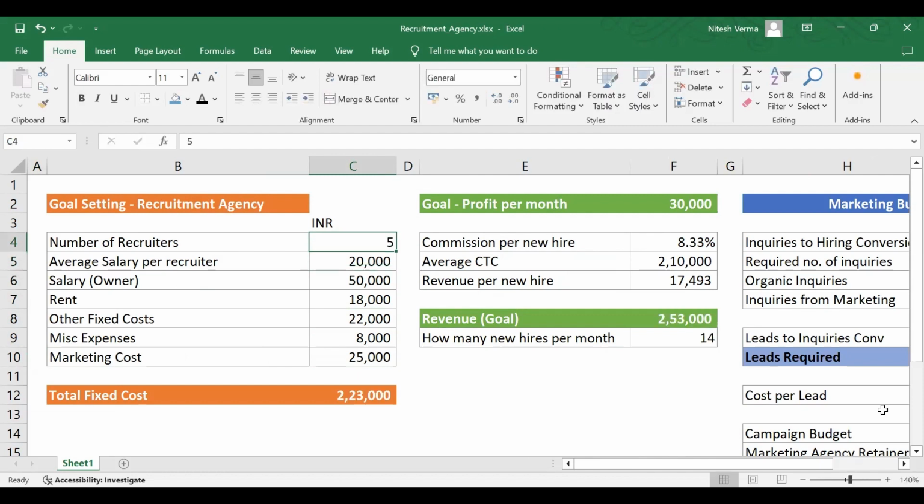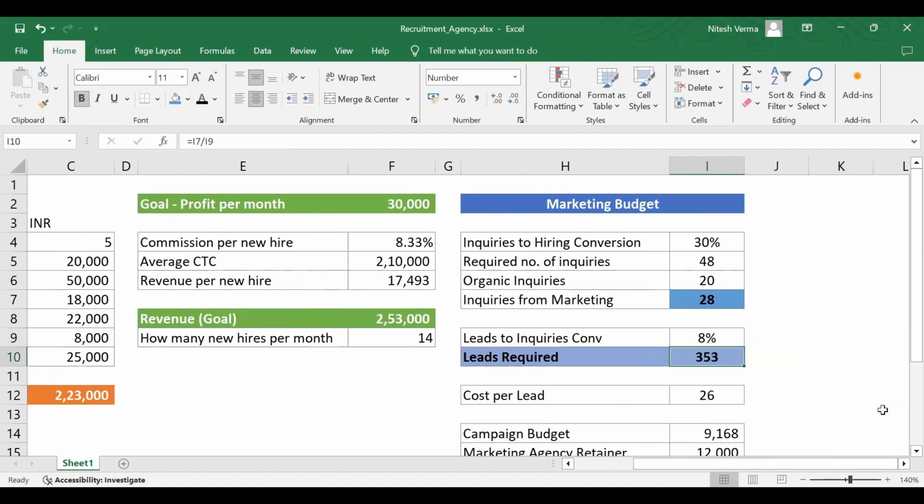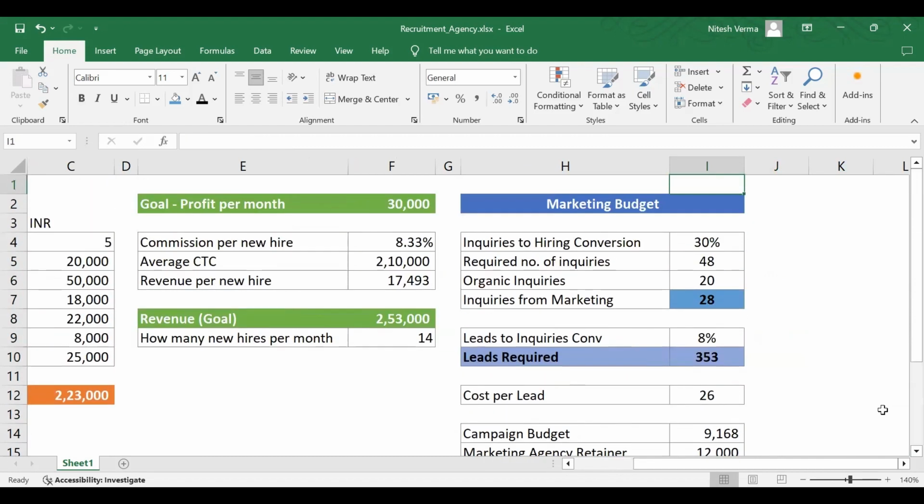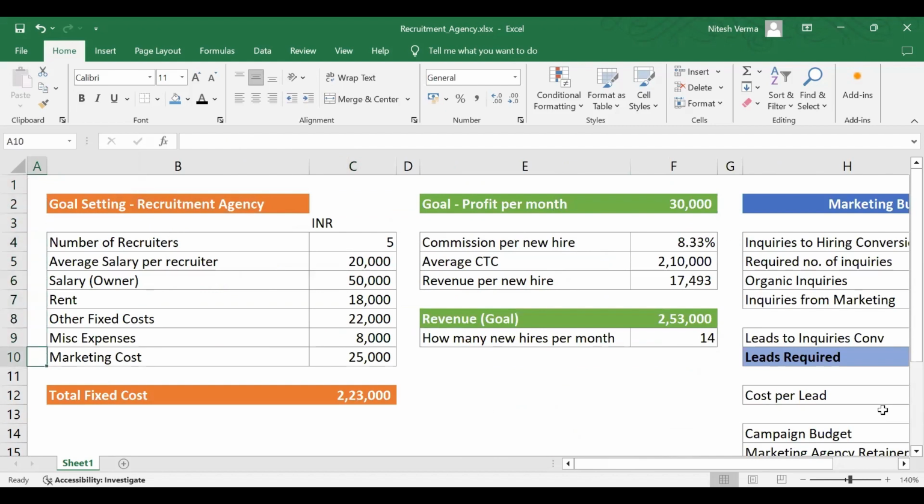So she hires one more person, let's say at the same cost, but that further increases the cost, 223,000. So now they need to have 14 new hires per month, generate 353 leads, and spend about 22,543 on marketing. And hence, it made sense that she budgets a little higher for marketing. Let's say she may even want to budget 30,000 rupees for marketing. So now she knows that she needs to hire 15 new hires per month with a team of 4 recruiters, one lead qualifier, and she herself.